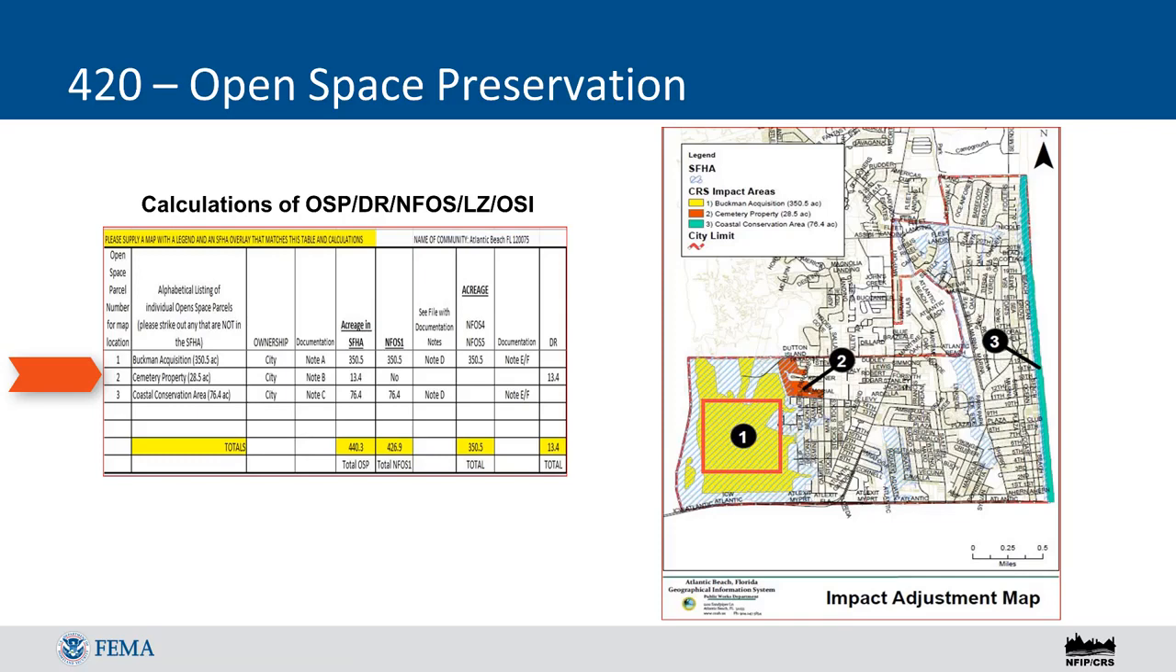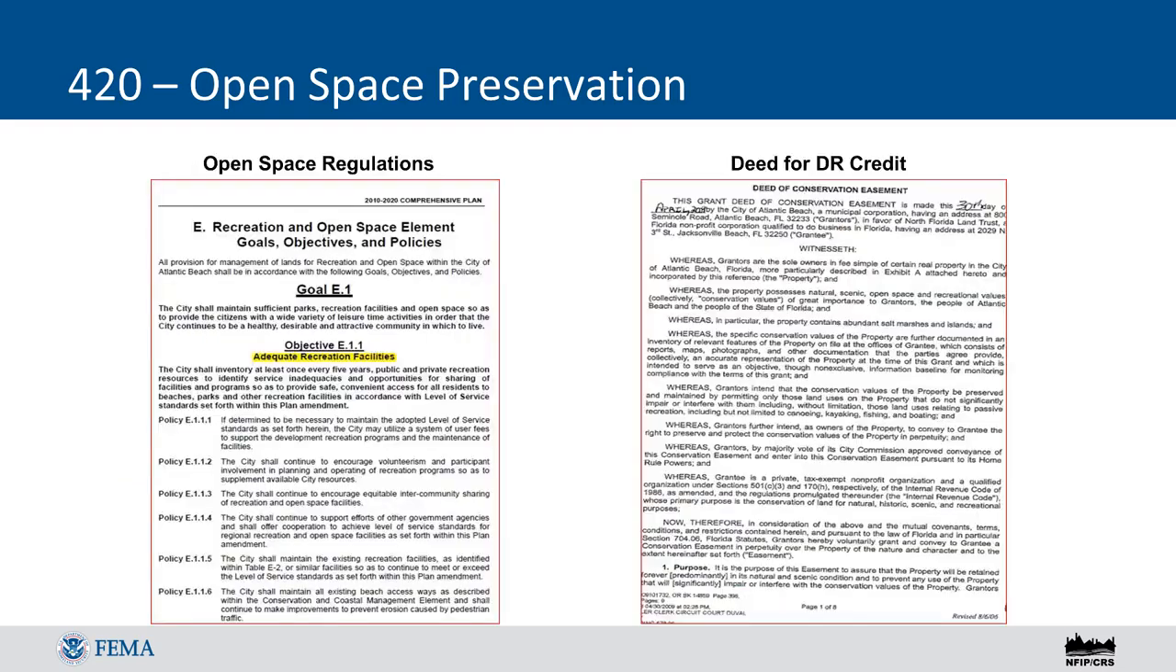Remember, the map needs to show not only the open space properties, but also the floodplain, so you can overlay the 2 together and make sure that the open space properties you're requesting credit for are inside the floodplain. Activity 420 may also require other documentation. If your properties are considered open space because of regulations or laws, we'll want to see what those regulations are. If you're getting additional credit for properties that are deed restricted, we'll need to see the deeds for DR credit.